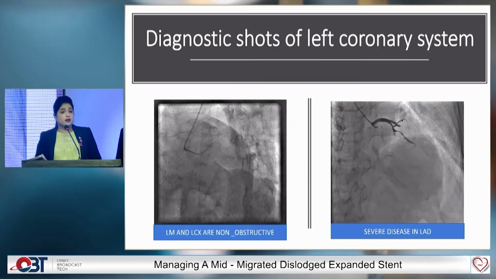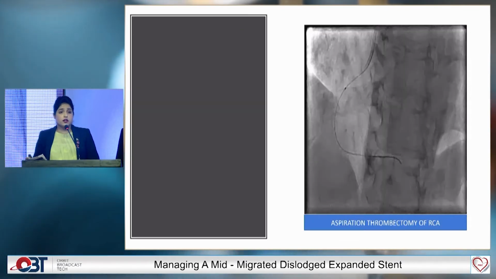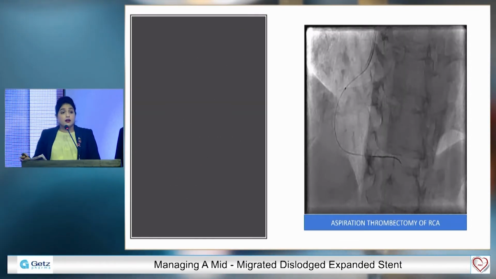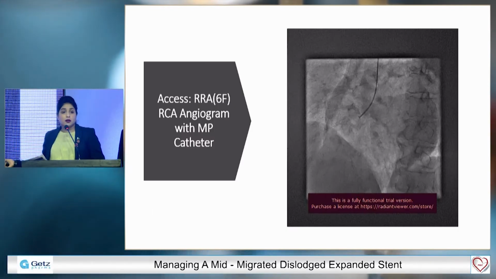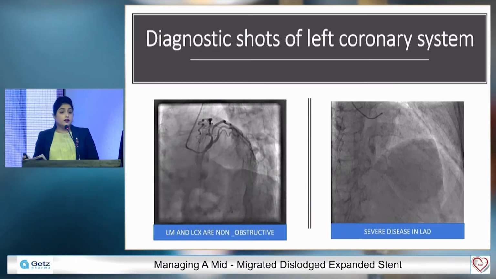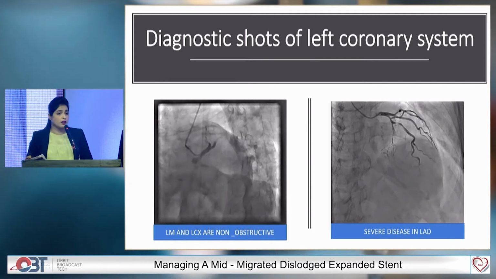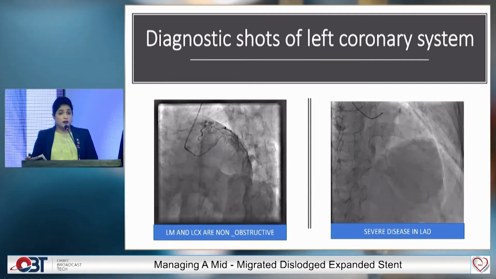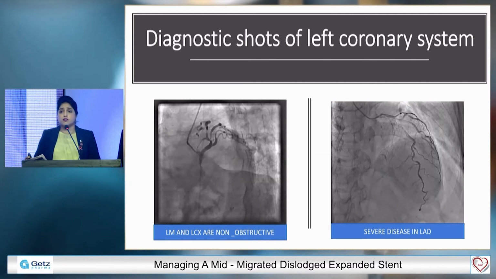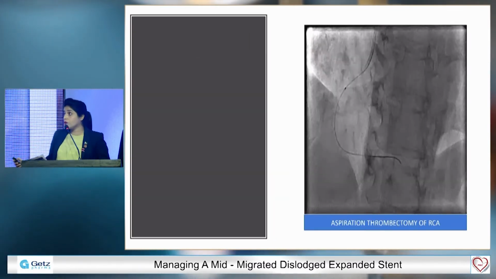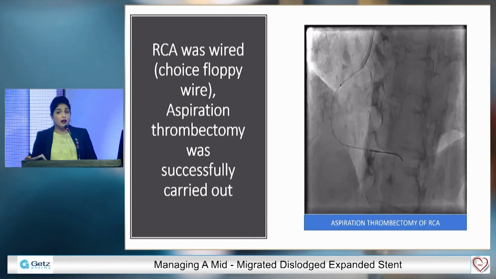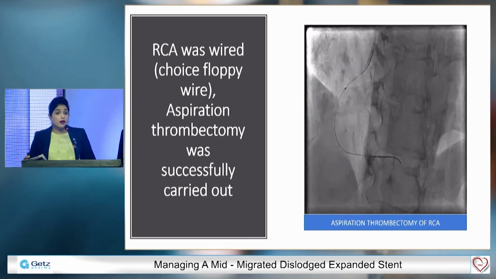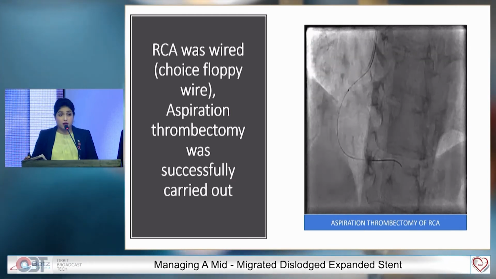So next we did a diagnostic shot of the left system, and it showed that the left main is non-obstructive, and the left circumflex is non-obstructive, whereas there is severe disease in the LAD. So next we planned to wire the RCA and do aspiration thrombectomy. The aspiration thrombectomy was done, and what we saw next was not expected.